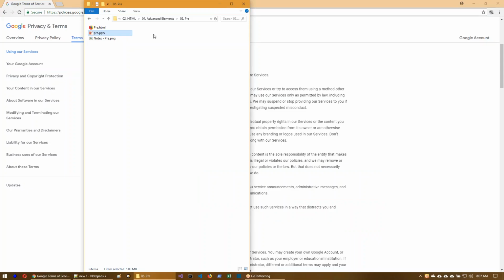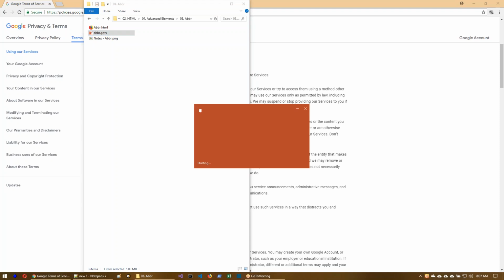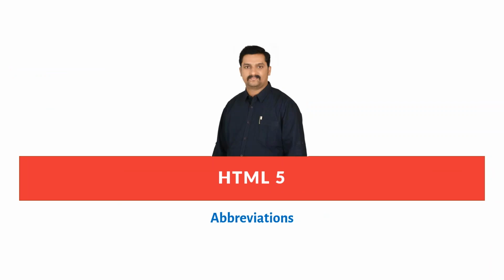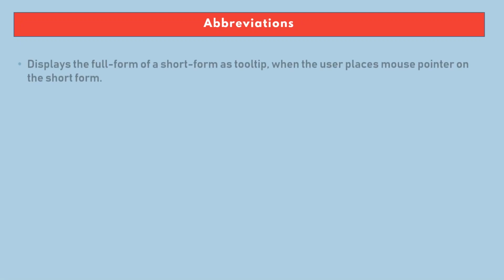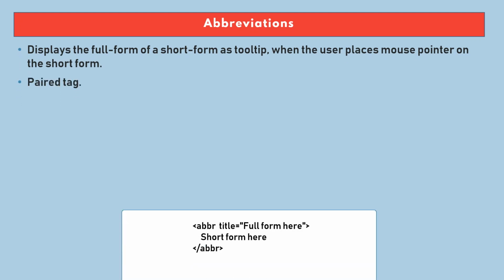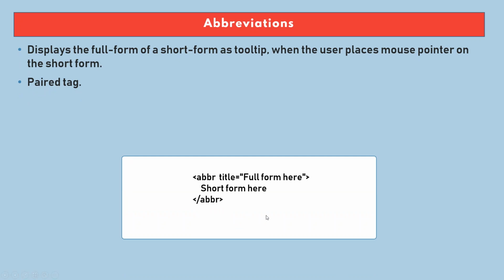Okay, next one. The ABBR tag is for abbreviation. If we want to display the full form of a short form, we have to use ABBR. Suppose there is a short form, for example USA. When the user places the mouse pointer on that, you want to display the full form, United States of America. To do this, we use ABBR. It is a paired tag, with ABBR opening and closing here.